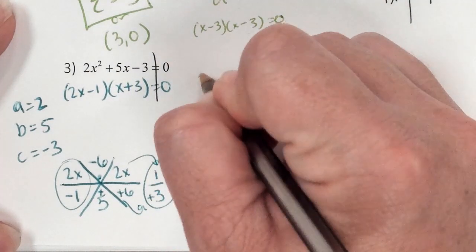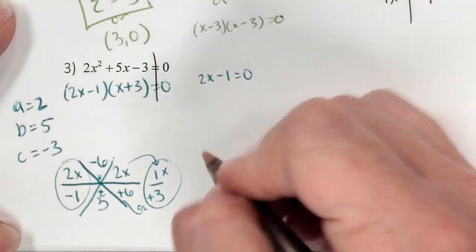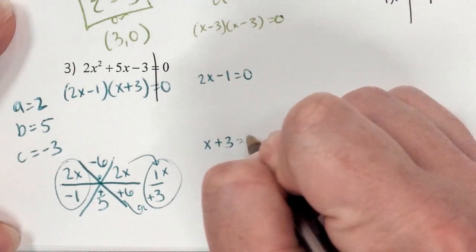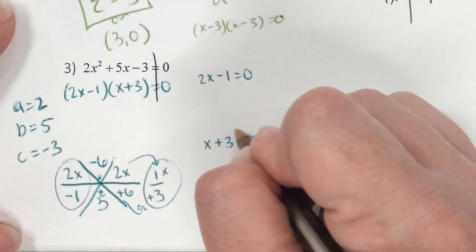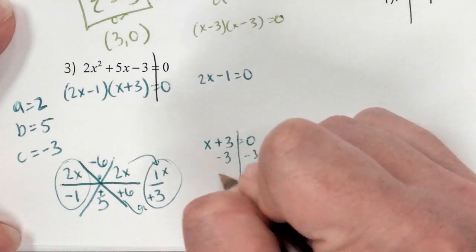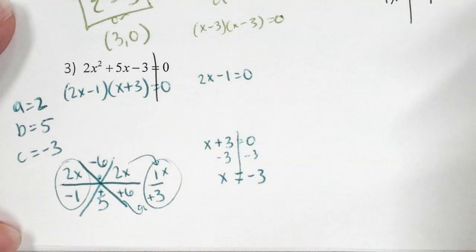Okay, so now we set them both equal to 0. 2x minus 1 equals 0. x plus 3 equals 0, and we solve them. Here, it gives me x equals -3. Didn't we say if we didn't get -3, we made a mistake? Yeah. So we did it right.